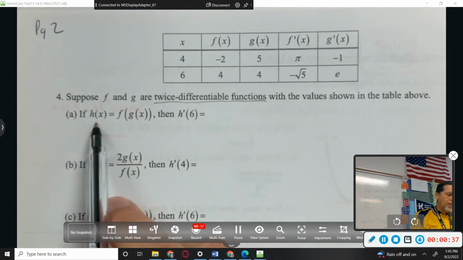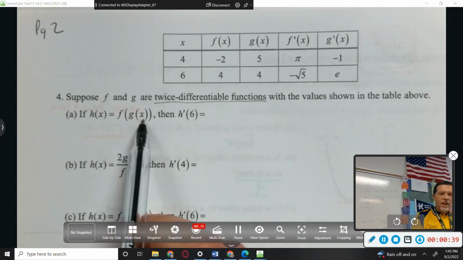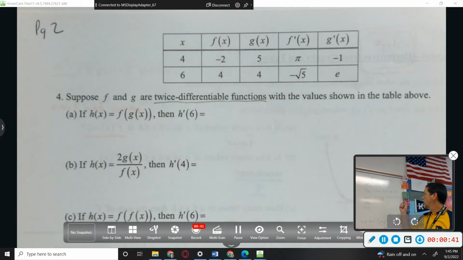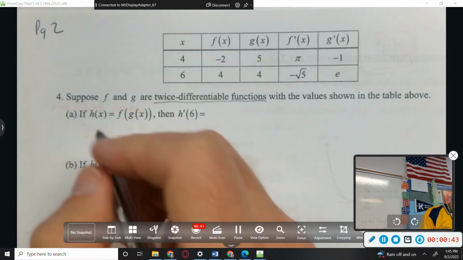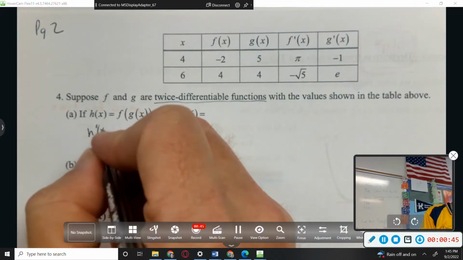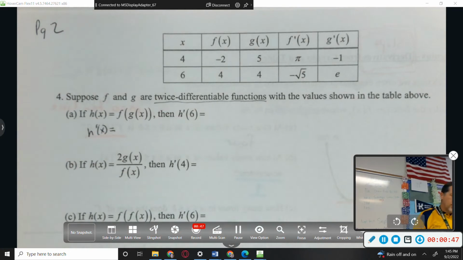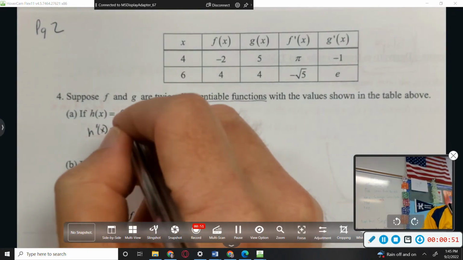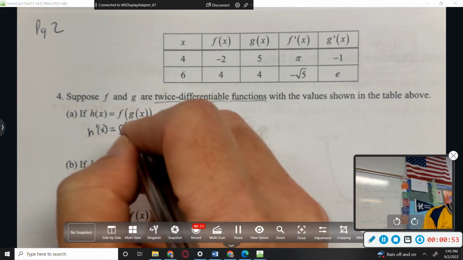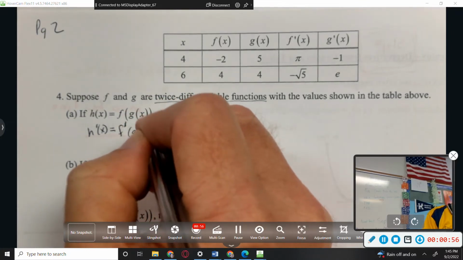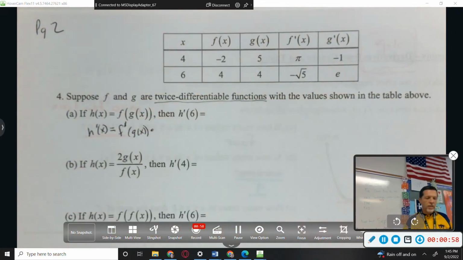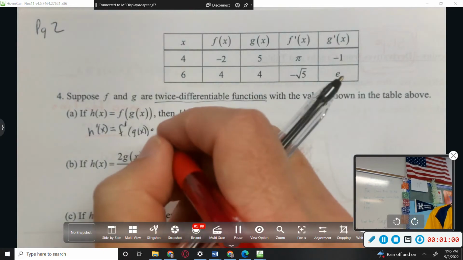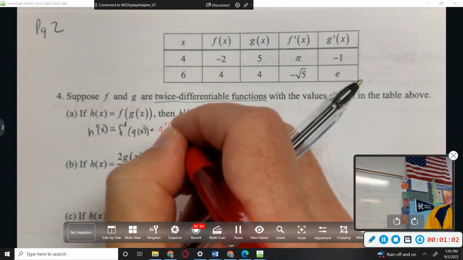All right, h of x equals f of g of x. So Tootsie Roll Pop, h prime of x. Let's see, outside in. So the outermost is f prime. And then I leave g of x alone. But then I chain rule that and take the derivative of g.